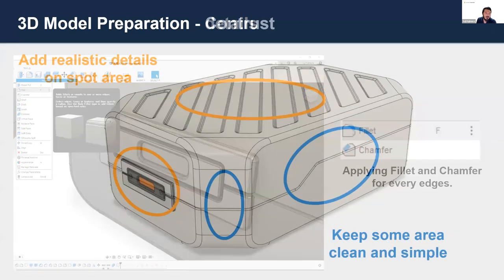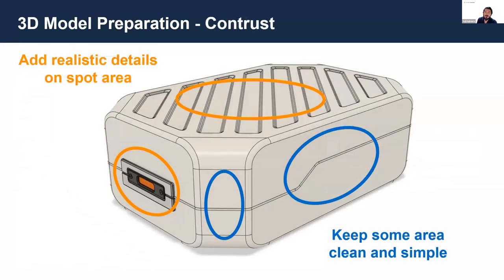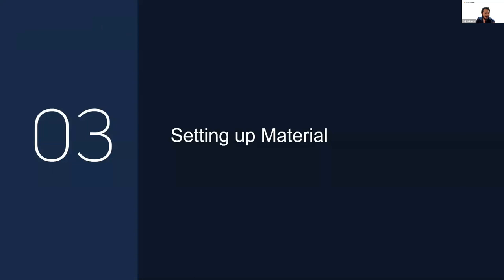And also, when you make a 3D model, I want you to pay attention to the contrast between where it has lots of details and other areas left a little more clean, open, and flat. These contrasts, being detailed and being flat and open, will give products a good sense of realism. All right, the third one is setting up the materials.